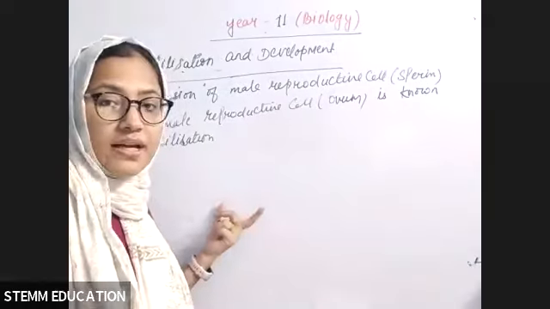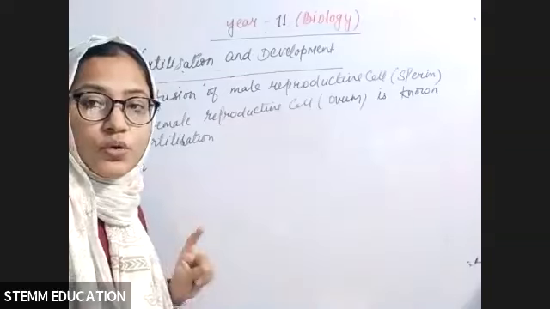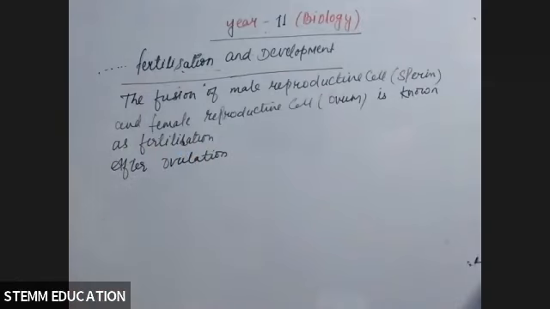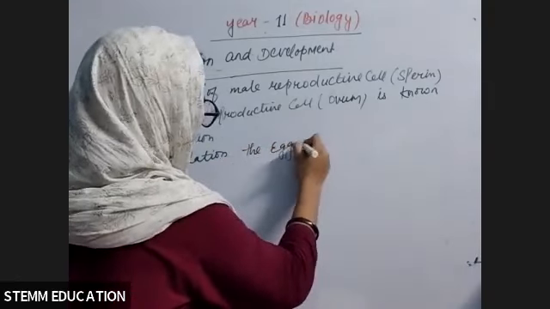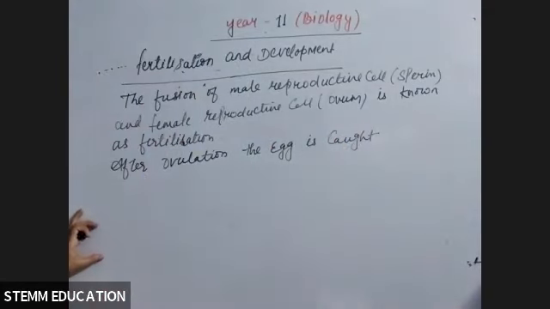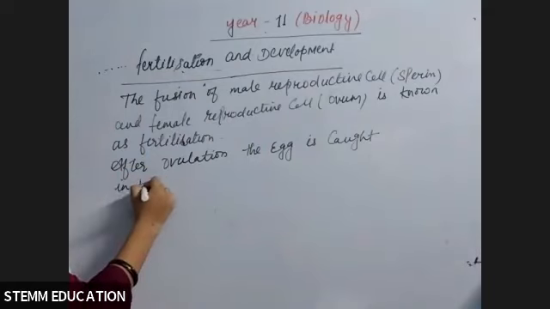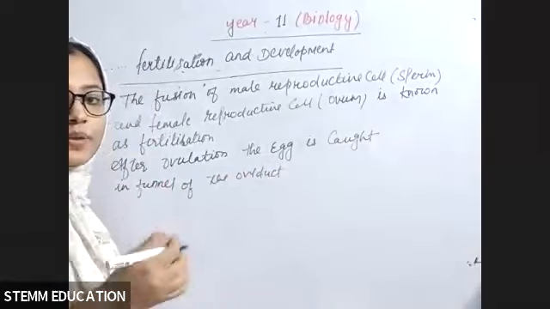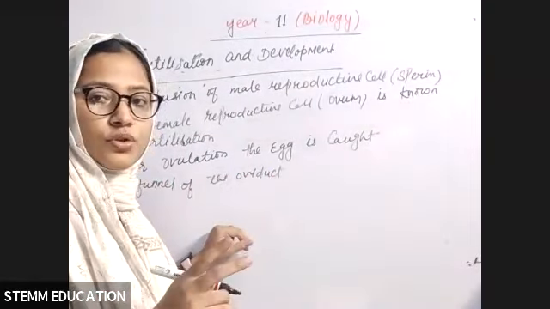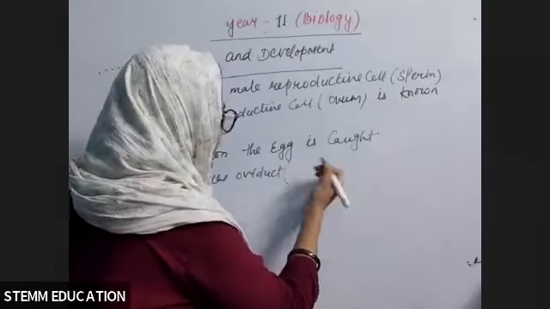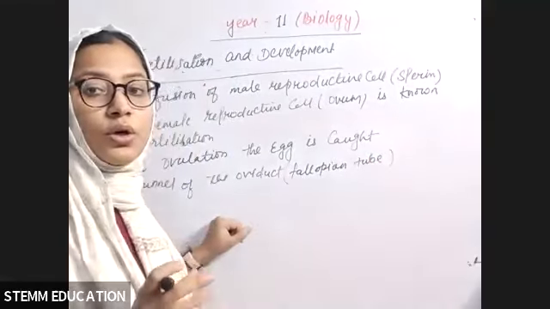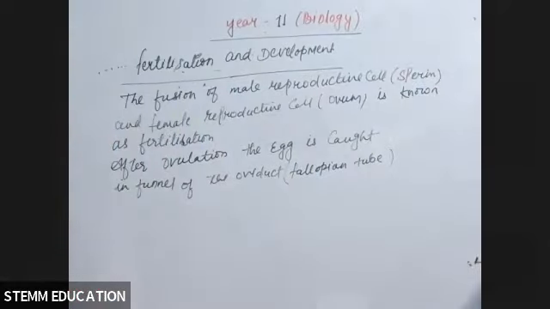So how do fertilization and development occur? After ovulation, as I have already told you, the egg is caught in the funnel of the oviduct. Oviduct or fallopian tube, both are the same thing, right? Another name of the oviduct is the fallopian tube, which is connected to the ovary. There is a pair of oviducts.